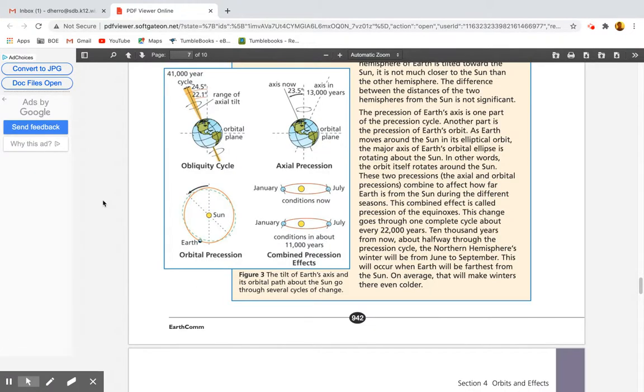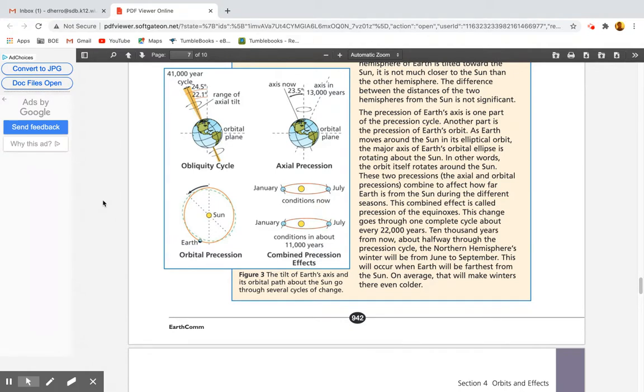The precession of Earth's axis is one part of the precession cycle. Another part is the precession of Earth's orbit. As Earth moves around the Sun in its elliptical orbit, the major axis of Earth's orbital ellipse is rotating about the Sun. In other words, the orbit itself rotates around the Sun.